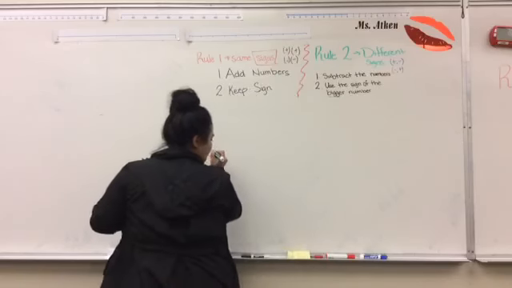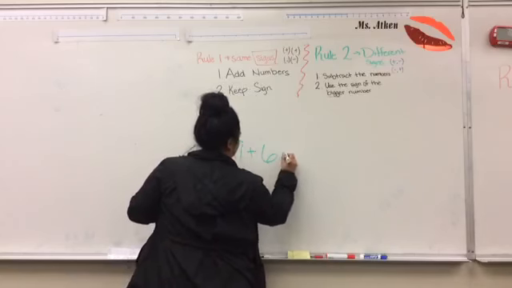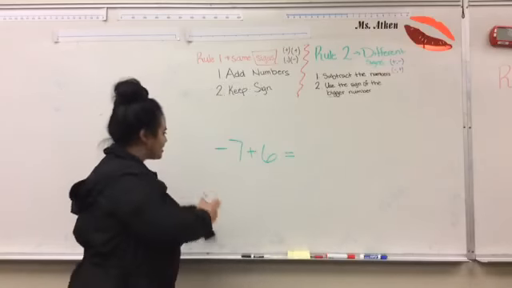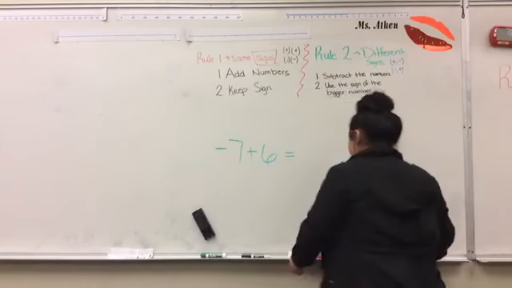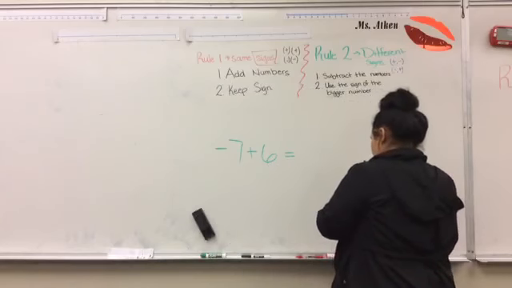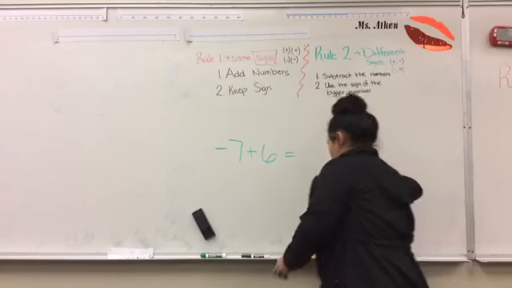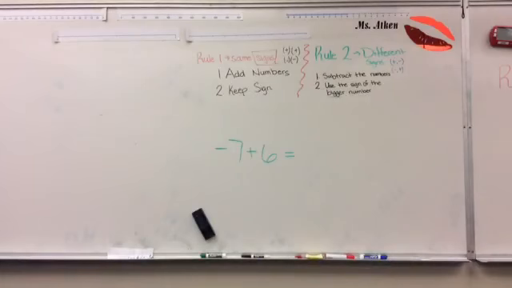Do it on your own, please. Negative 7 plus 6. Exactly. It's positive 1. It's negative 1. Is it?